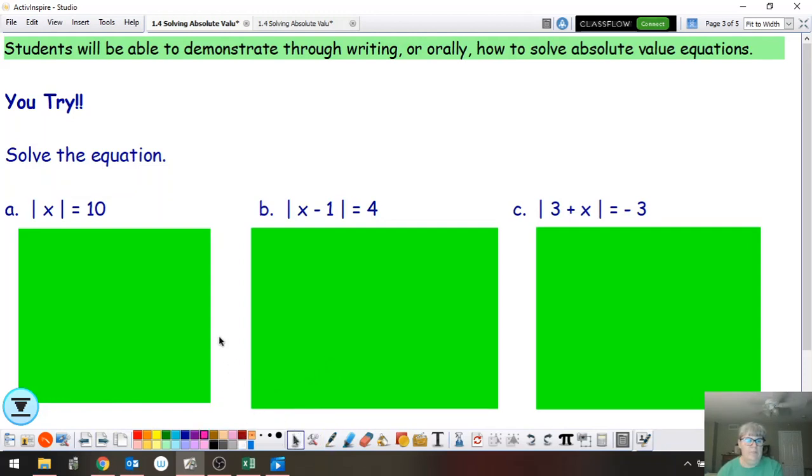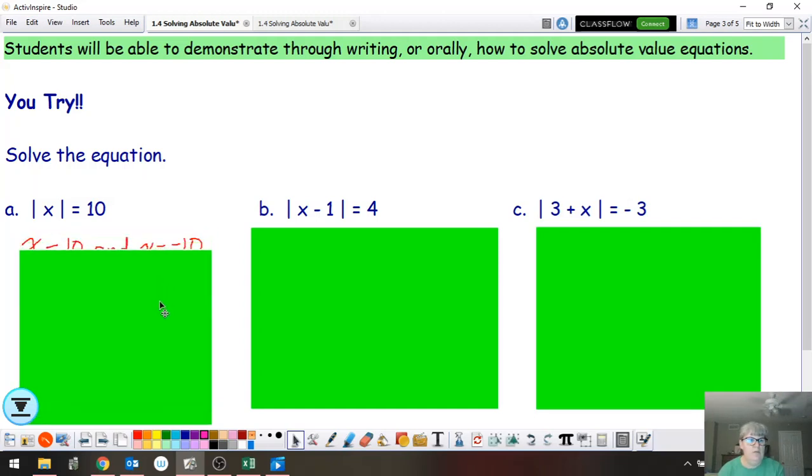Now that you've solved these three equations, let's check to see if you have the correct answers. Absolute value of x equals 10. So just like the very basic ones we had at the beginning, there are two values that are 10 units away from 0, and that would be 10 and negative 10, and there isn't anything more to simplify with that expression. So that is our answer.